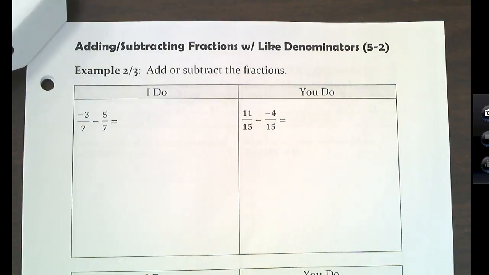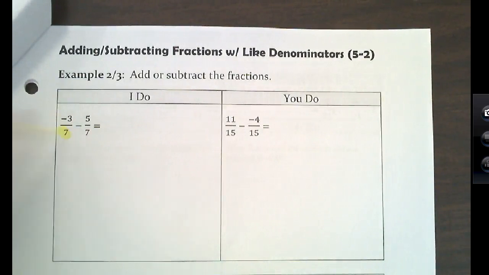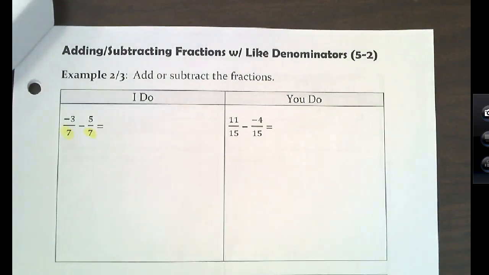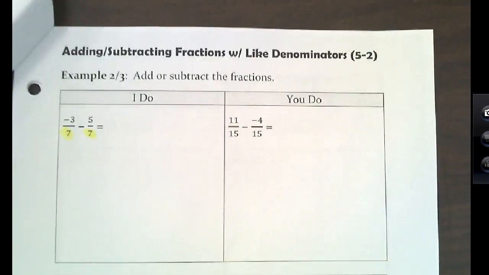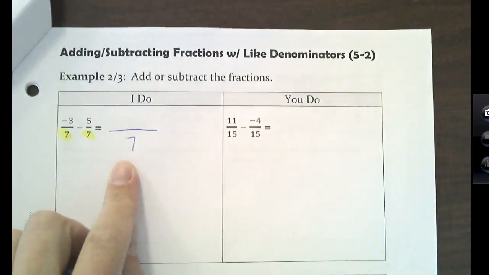All right, so when you go to add or subtract fractions, the first thing you have to do is check to see if they have a common denominator. In our first example, we have a 7 in our denominator and a 7 in our denominator. Go ahead and underline those two 7s for me. Those are my denominators. So currently, do we have a common denominator? Absolutely. So if we have a common denominator, we're going to keep that denominator.